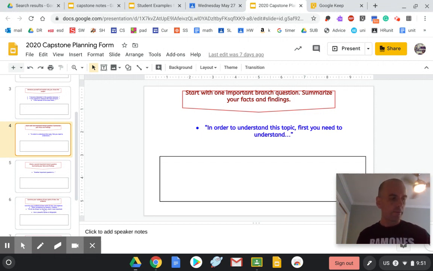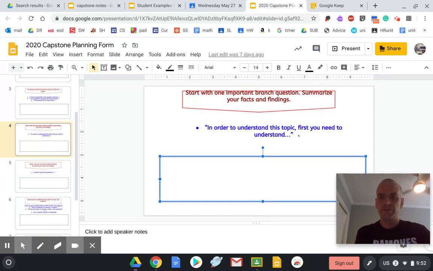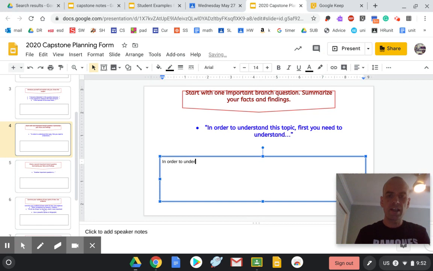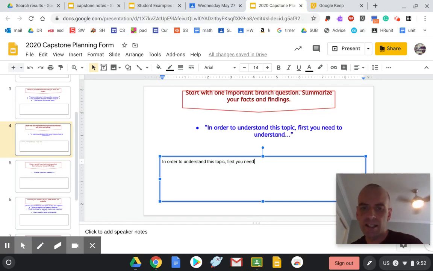And slide 4 is the first slide where you share your research. The first two, we've been kind of getting our audience interested. We've been telling them why we chose the topic. Today we start to share what we learned. So you see this sentence start: In order to understand this topic, you first need to understand. So I'm just going to start my slide with that. You might add your own wording, but this gets me started.